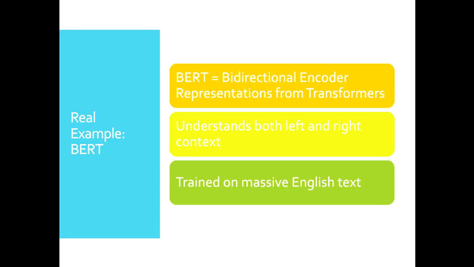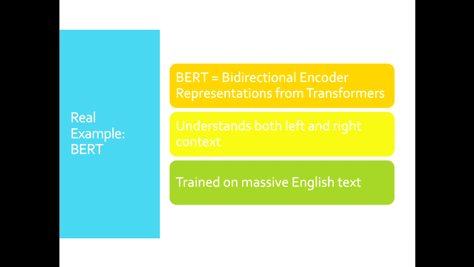Let's see a real example. One of the best known pre-trained models, developed by Google, is BERT. It stands for Bidirectional Encoder Representations from Transformers. That is a mouthful, but the keyword is bidirectional. It means BERT looks at both the words before and after a target to understand the context.